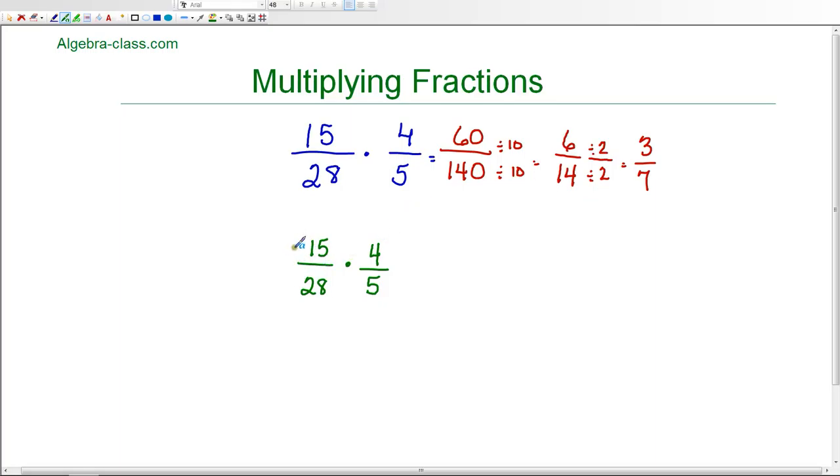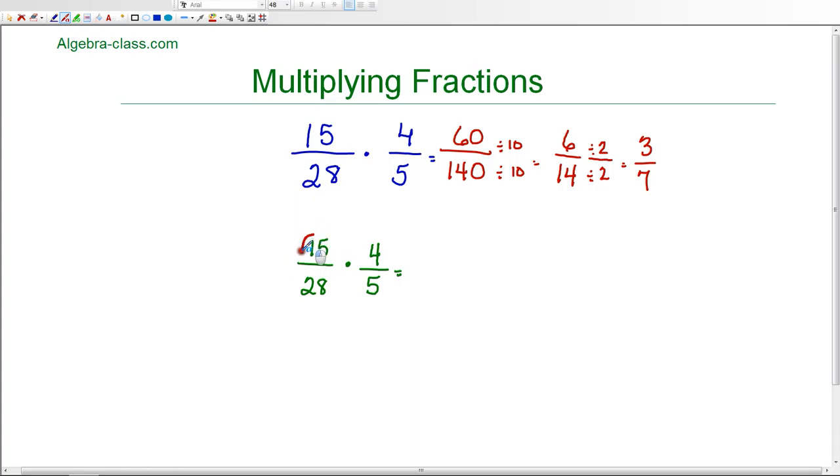Now, when you look at this problem, you might say, well, 15/28 cannot be simplified. They have no common factor. And 4/5 can't be simplified. So that's not possible. However, the rule when working with fractions, when you're multiplying, is that you can simplify any numerator with any denominator. It doesn't have to be the numerator and denominator that are together in the problem.